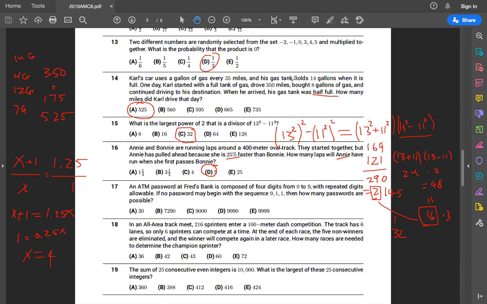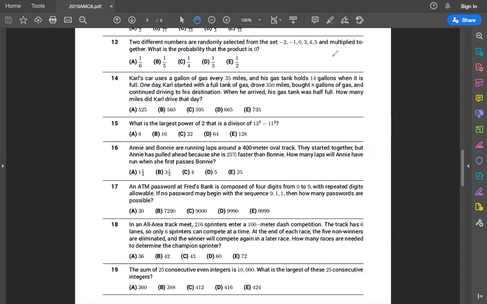Okay, problem 17. We have an ATM password that's composed of 4 digits, 0 through 9, and repeats are allowed. But we also have that no password can start with 911, so we want to know how many passwords are possible. So we'll start by finding the total number of passwords.